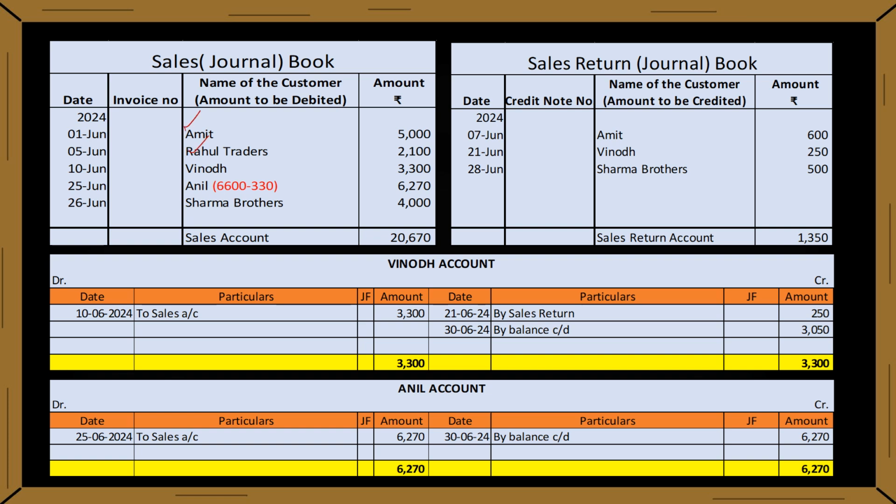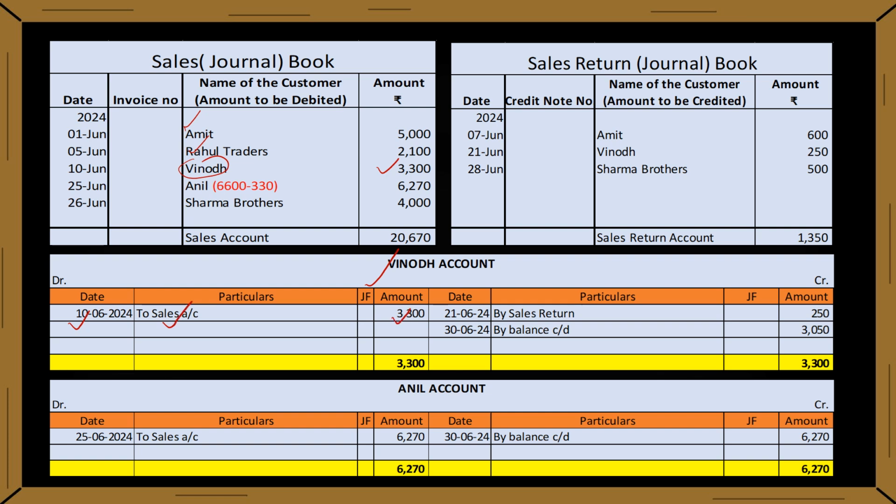Next account to be opened is Vinod. So we are opening Vinod account. In the Vinod account there is a sale of 3300. So the journal entry is Vinod account debit to sales. In the journal entry we have credited sales. Here in the Vinod ledger account we are going to debit sales. Date is 10th June 2024, to sales account 3300.